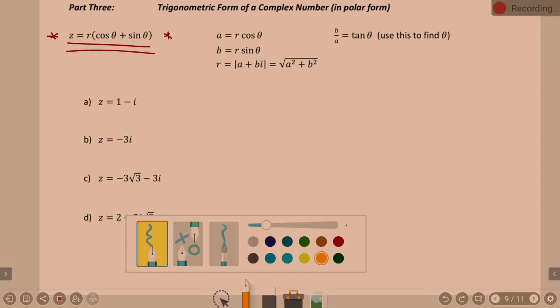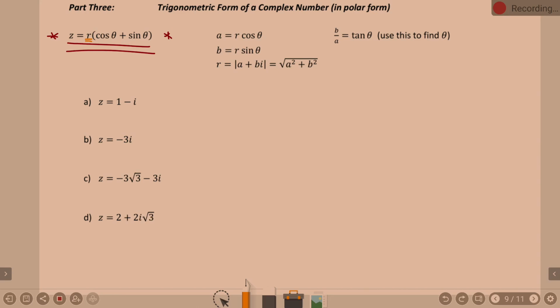You're going to have to know R. Do we have formulas to find R? We do. Okay, we have a formula to find R that we're going to talk about. We also have to be able to find theta. Do we have a way to find theta? We do. These formulas should look a little familiar to when we first learned how to convert rectangular coordinates and polar coordinates. They should be very familiar, right? Okay, so let's look at A.